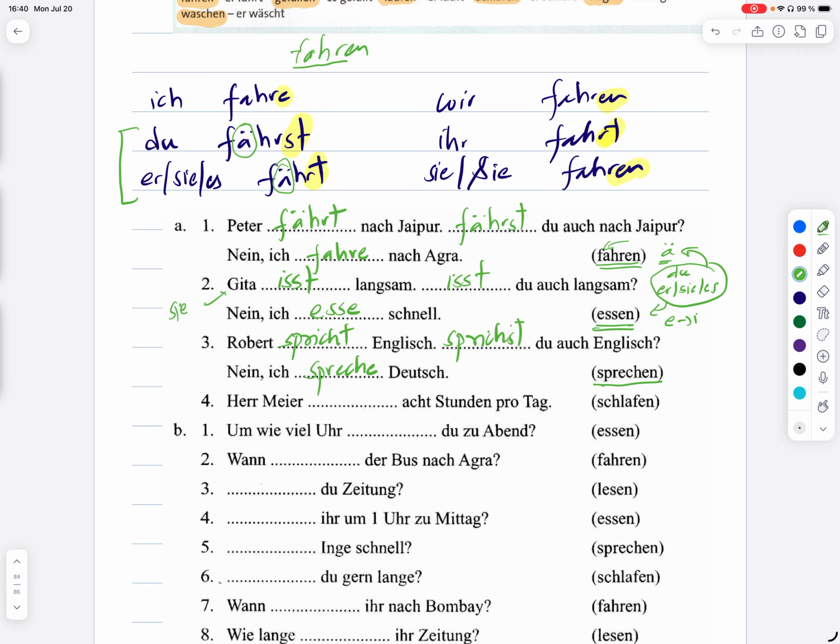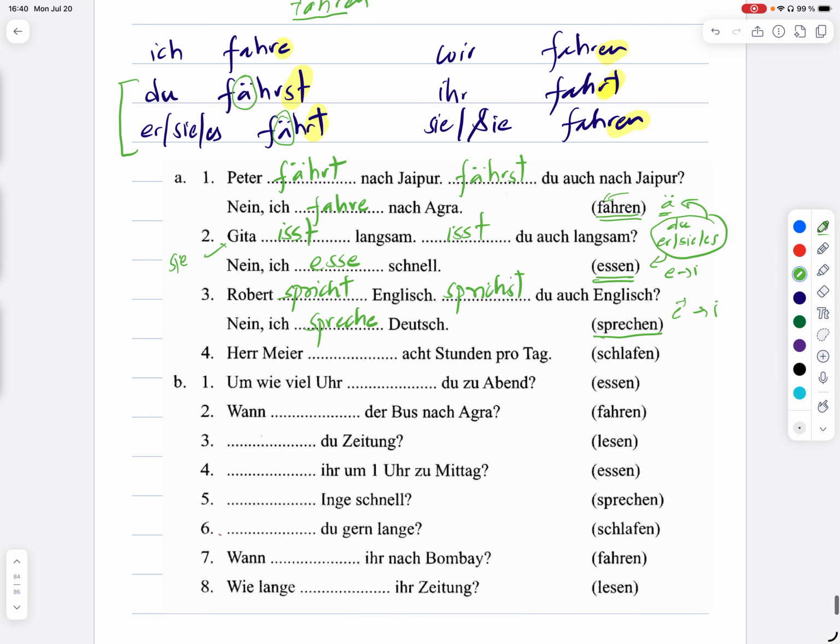Right? So you understand we are doing the conjugation for er, sie, es, and du, where the e went to i for this case, right? Now you can also pause and do the other exercises and check your answers, or you can also follow along. So, Herr Meyer schläft 8 Stunden pro Tag. So we did the schlafen, and we have schläft for er, sie, es.